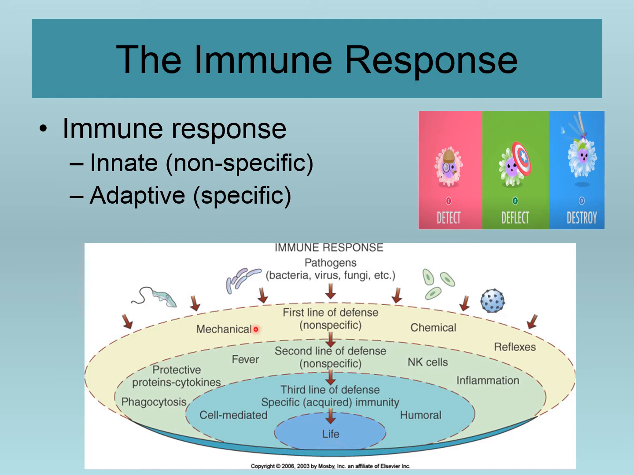The first line of defense is non-specific, composed of mechanical and chemical barriers and our reflexes. The second line of defense is also non-specific, which consists of inflammation, fever, phagocytosis, and action of natural killer cells and cytokines. The third line of defense is the adaptive immune response, which is highly specific and is either cell mediated or humoral, meaning by means of antibodies. So the pathogen has to get past all these layers to cause an infection.